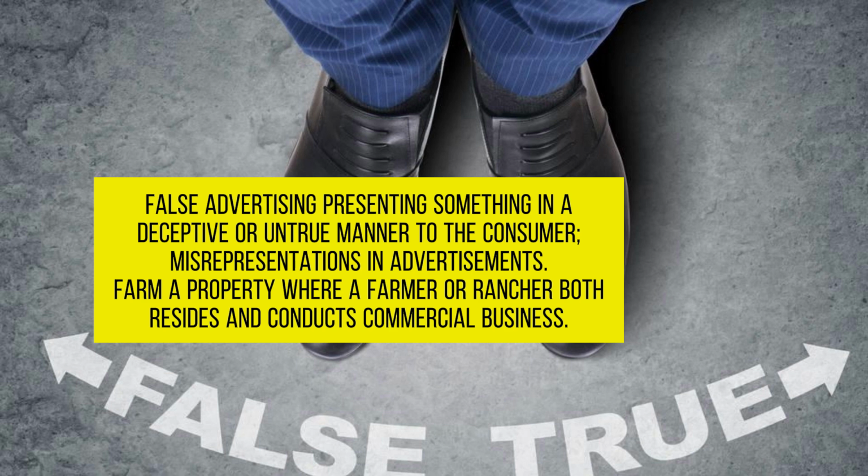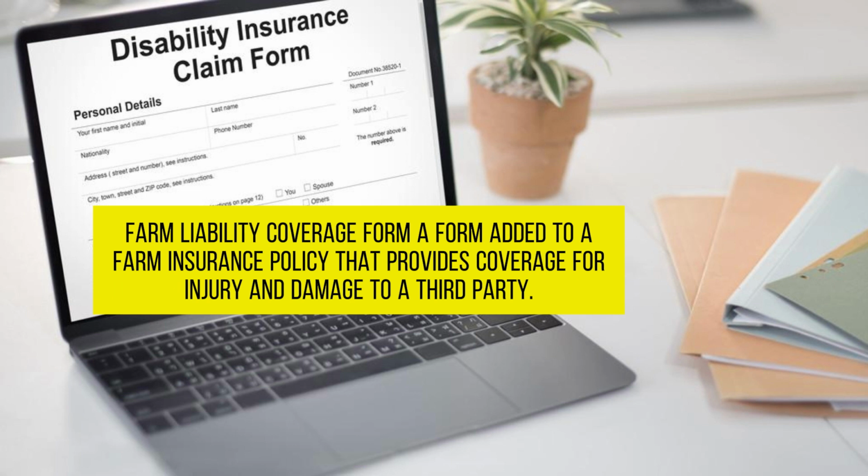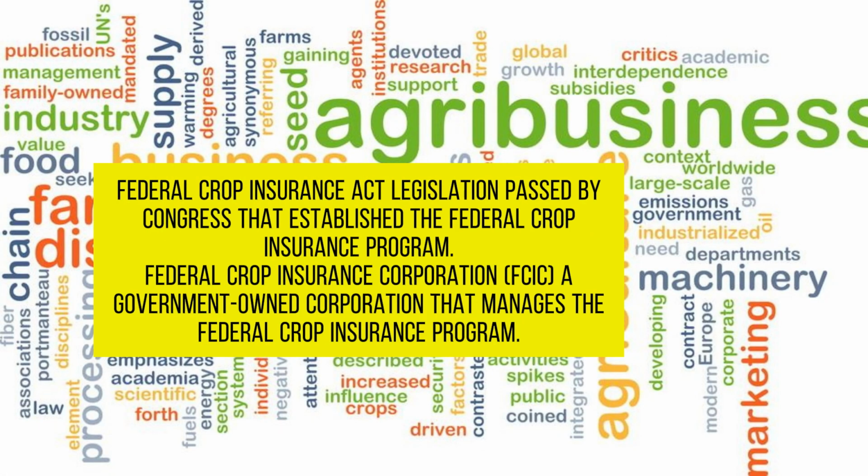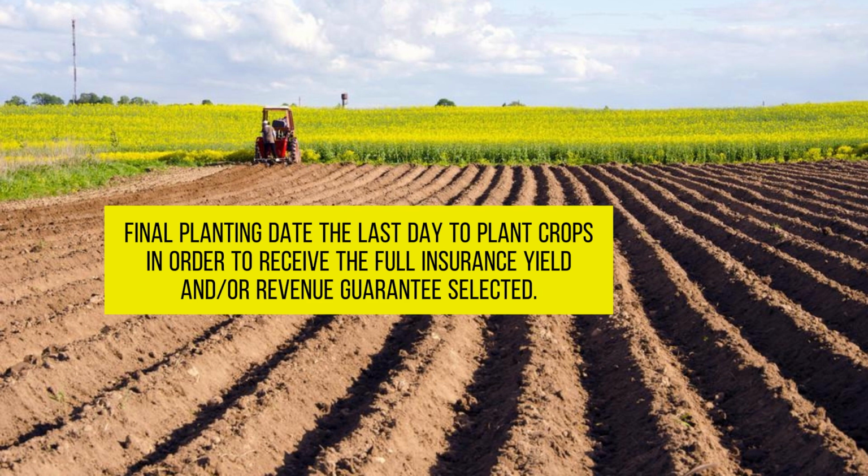Misrepresentations in advertisements. Farm, a property where a farmer or rancher both resides and conducts commercial business. Farm liability, coverage form added to a farm insurance policy that provides coverage for injury and damage to a third party. Federal Crop Insurance Act, legislation passed by Congress that established the Federal Crop Insurance Program. Federal Crop Insurance Corporation (FCIC), a government-owned corporation that manages the Federal Crop Insurance Program. Final planting date, last day to plant crops in order to receive the full insurance yield and/or revenue guarantee selected.